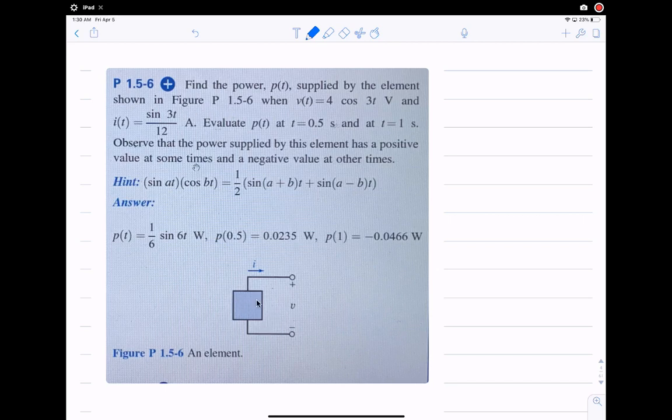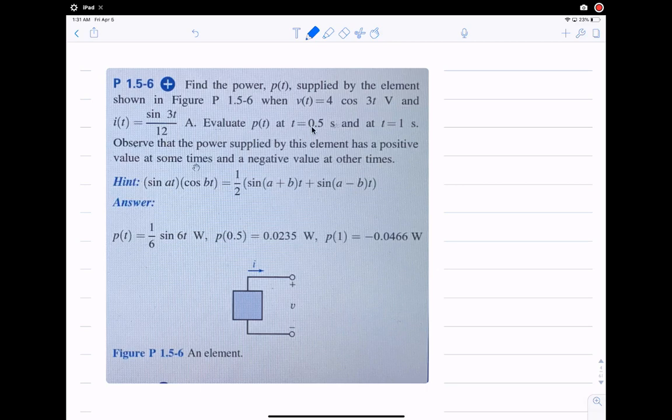So I have some element. It's unknown. I don't know what it is. There's the voltage and the current. Now, as we know, the current goes through the wires. The voltage is put between 2 points. The voltage is equal to 4 cosine 3t. So the voltage source is variable. That means it's related to time. And I of t is sine 3t over 12.